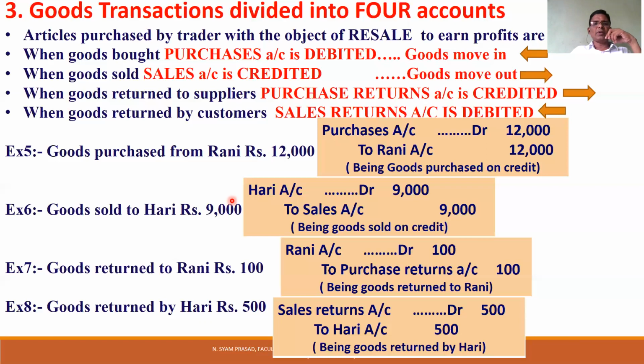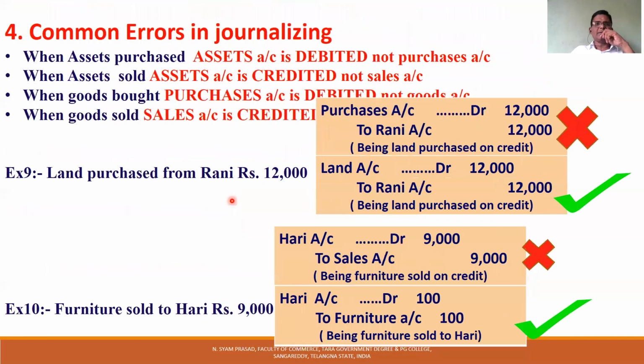Once again, I'm repeating. Purchase account is used when goods are purchased, not fixed assets. Sales account is credited when goods are sold, not fixed assets. When fixed assets are sold, the fixed assets account is credited. When fixed assets are purchased, the fixed assets account is debited. That is what you have to remember in goods transactions. Next slide: common errors. The common errors you have to know.